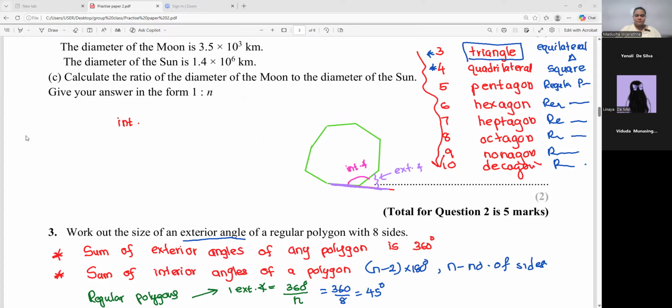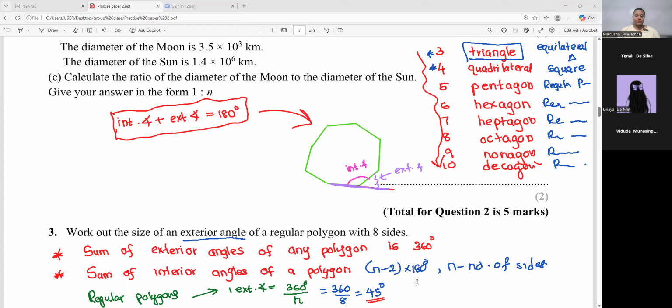Interior angle plus exterior angle equal to 180. This is for any polygon, whether it's regular or not, it's applicable for any polygon. Now in the question they ask only to find the exterior angle, that's okay. If they ask to find the interior angle also, we can use this one.